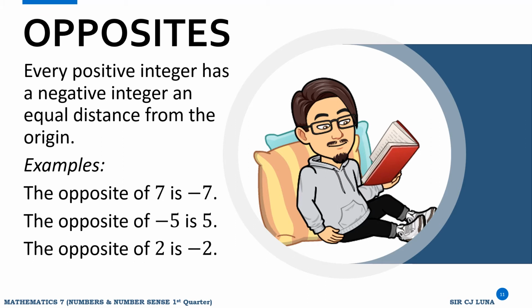Ang opposite ng 25 ay ano? Tama kayo doon. Negative 25. Ano naman ang opposite ng negative 16? Tama ulit, positive 16. So, ganun lang ang ibig sabihin ng mga opposites. Okay? Nakuha? Very good.